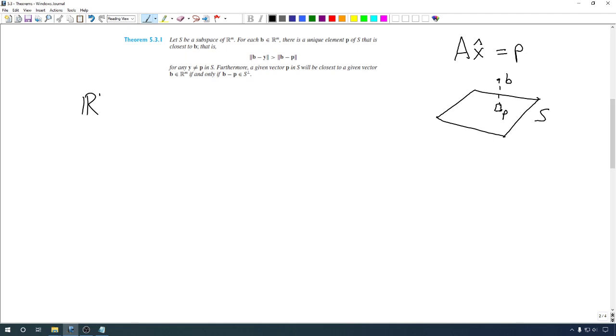Remember that any R^m, for any subspace, can be decomposed into a direct sum of that subspace and its orthogonal complement. That means that we can write B, so we're starting with this B, but we don't have P yet, but we'll assume that B can be written as P from S and Z from the orthogonal complement of S. The fact that R^m is a direct sum of these means that we can do this, and in fact we can do it in a unique way. This P and the Z are unique to this B.